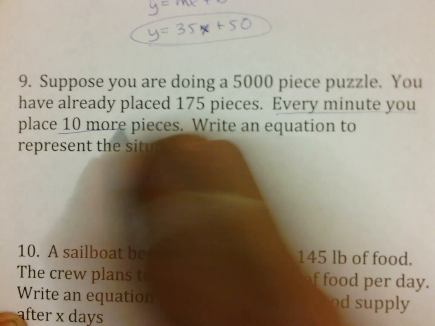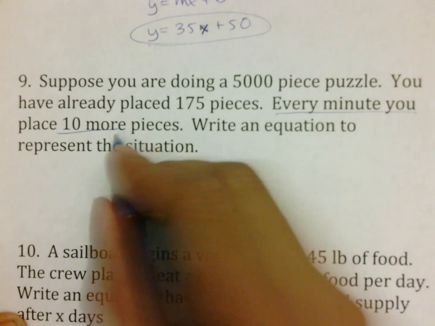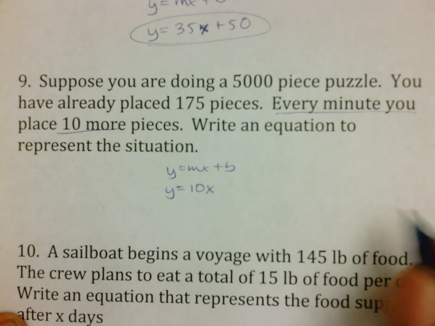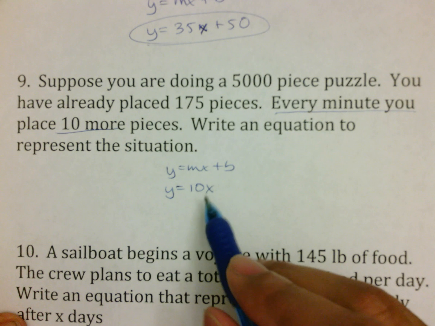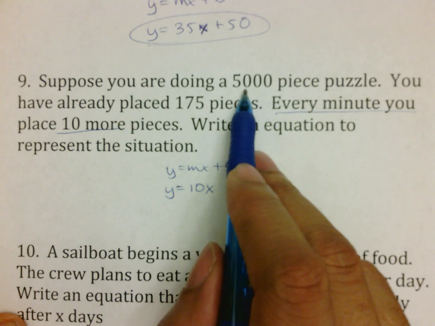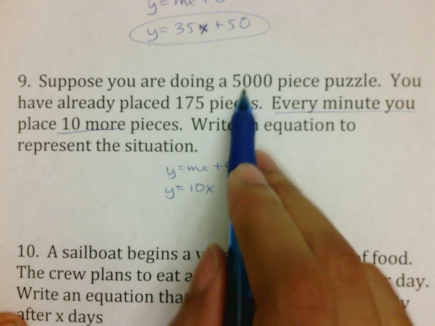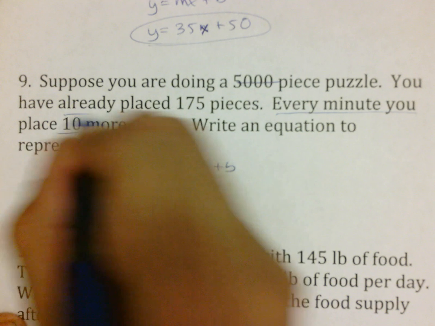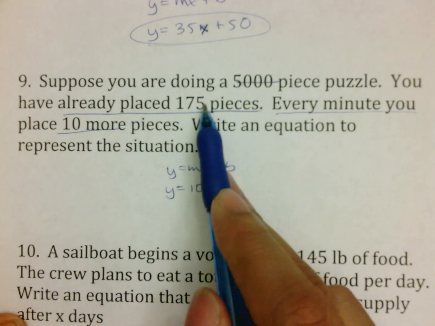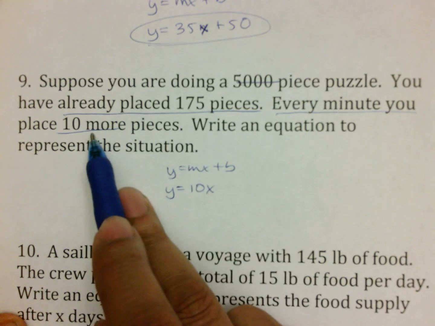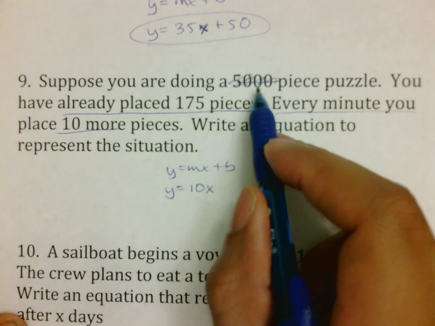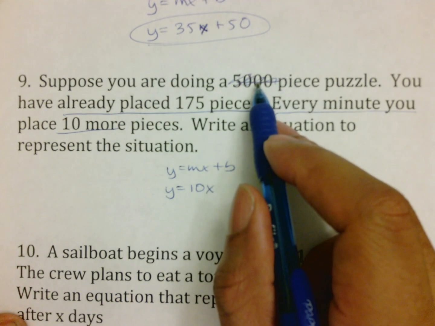Notice it said every minute you place 10 more pieces, so what that tells me is that this is my m. You literally just look and seek whatever you're looking for and use that number where you need it. Our starting point is going to be tricky because even though that 5,000 is here, that 5,000 isn't really where I started. That's a 5,000 piece puzzle. It says that I already placed 175 pieces. So if you imagine this situation, you've got 175 pieces down to start. You're putting 10 pieces every minute, and your goal is 5,000, which is why 5,000 really isn't important to you, because it's not a starting point. That is actually your ending point, because you want to finish with 5,000 pieces.